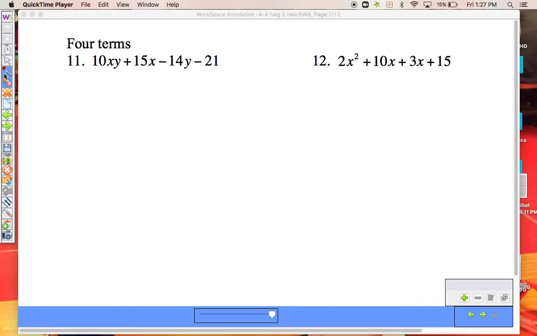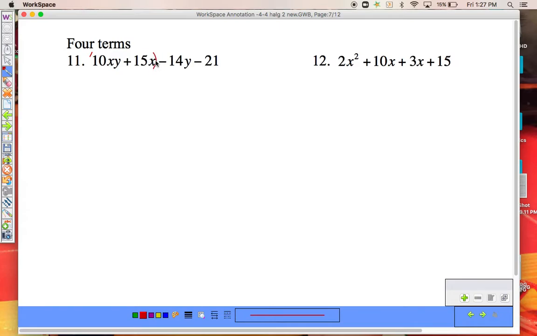When we have 4 terms and there's not a greatest common factor we can take out of all 4, we're going to put them in groups of 2. I'm going to put a parentheses around the first 2 and the last 2. And what we're going to do is exactly what we did on the first 2 problems of this lesson. We're going to take out a greatest common factor.